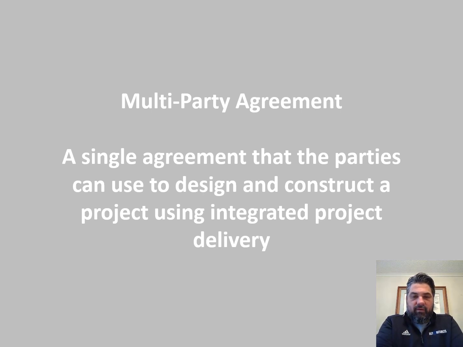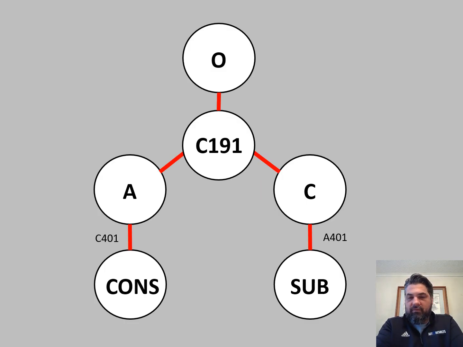It's a single agreement that the parties can use to sign and construct a project using integrated project delivery. There is nothing else, no other delivery method that's like this. The owner, the architect, and the contractor all come together and sign one agreement. It's kind of mind-blowing that it's a simple, elegant solution: rather than all these separate contracts, we're all just going to sign one, and it defines what each of our responsibilities are.